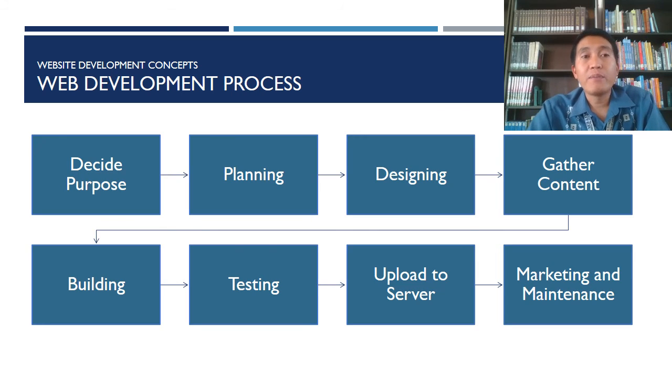So this is the web development process which web developers or designers should follow to come up with a good web design. First is defining the purpose, followed by planning, designing, gathering content, building, testing, uploading to the server, and marketing and maintenance. So if a web developer was able to follow this process, there is no reason for the design not to fit the standards of the web development process.